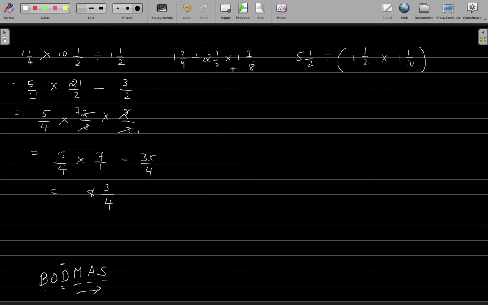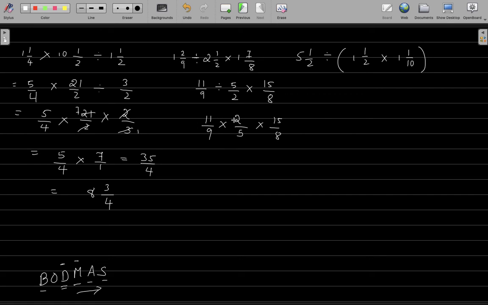So this is 1 2 by 9. Let us first convert them to their improper fractions. 1 2 by 9 is 11 by 9 divided by 2 1 by 2 is 5 by 2 multiplied by 1 7 by 8 is 15 by 8. Right? Now let us first do the division. So 11 by 9, keep it as it is. Replace the division symbol by multiplication by taking the reciprocal here, 2 by 5 multiplied by 15 by 8.